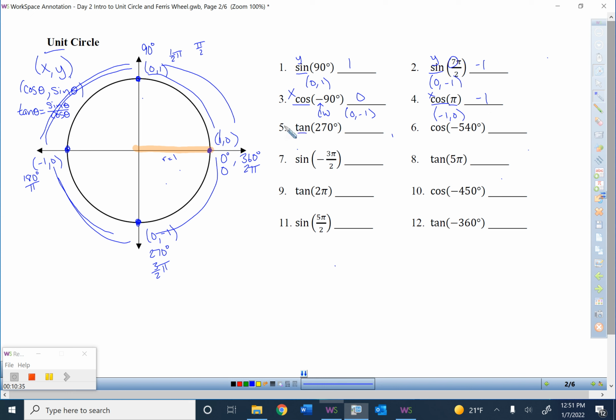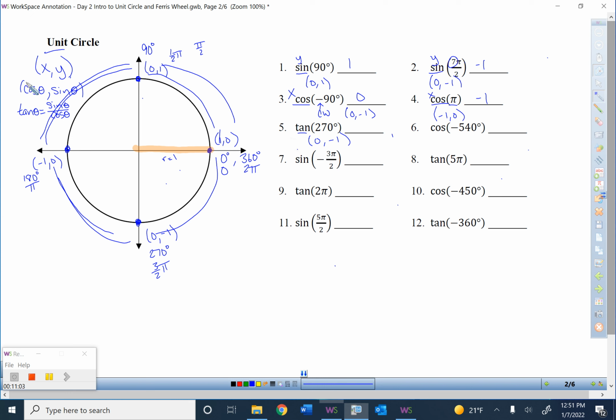Number 5, we get to see tangent for the first time. Tangent we decided was sine over cosine. We'll have to use both of the coordinates in our ordered pair. So tangent of 270, we have to find where that angle lands us first. Starting from our 1, 0, going around 270 degrees lands us at the bottom. So 0, negative 1.